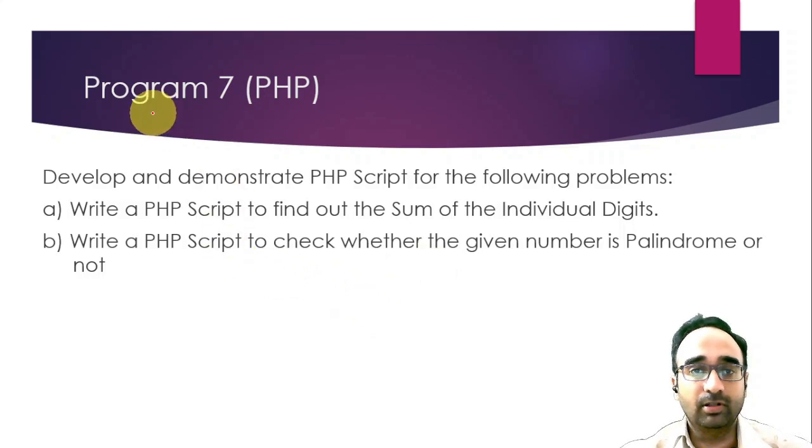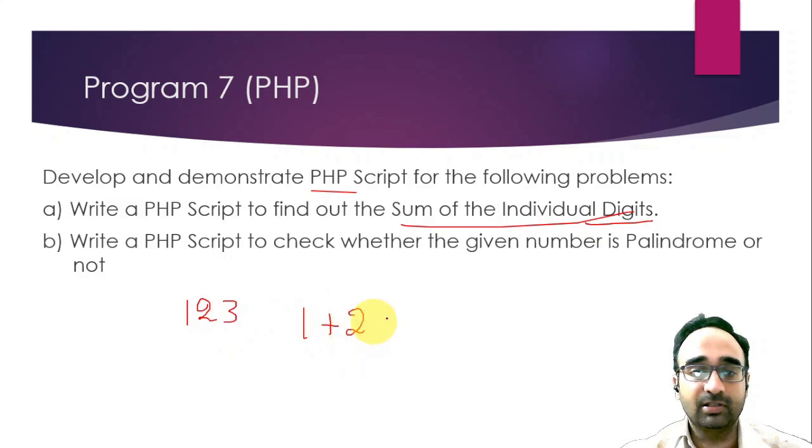So today we're going to look at program 7, and in this program we have to use PHP, and they are asking us to do two things. First, you have to read a number and print the sum of digits. That is, if you have given the number 1, 2, 3, you have to display the sum of digits, that is 1 plus 2 plus 3, which is 6. So this should be the result.